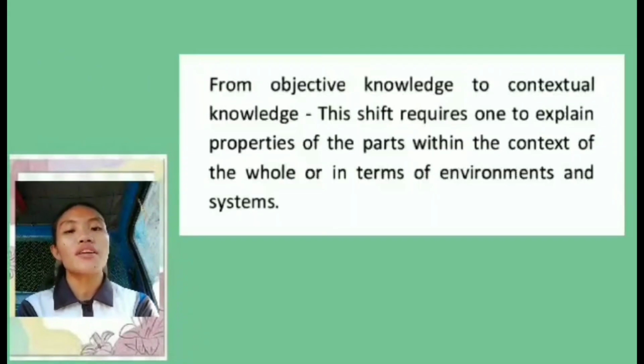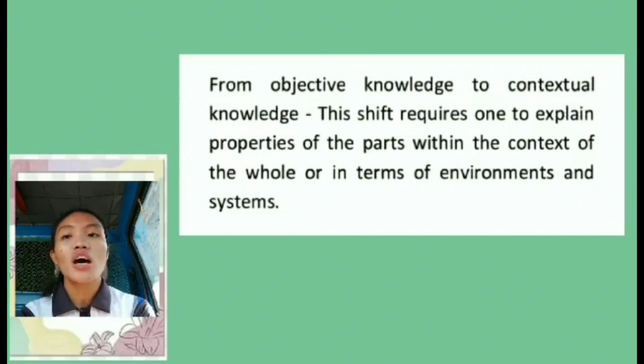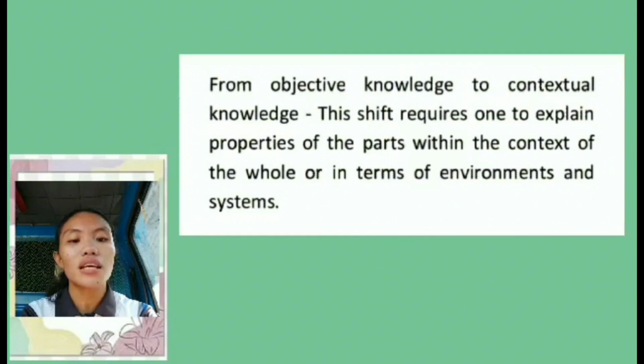So the fourth one is from objective knowledge to contextual knowledge. It is stated there that this shift requires one to explain properties of the parts within the context of the whole, or in terms of environments and systems. Shifting focus from the parts to the whole implies shifting from analytical thinking to contextual thinking. These shifts may result in schools focusing on project-based learning instead of prescriptive curricula. It also encourages teachers to be facilitators and fellow learners alongside students rather than experts dispensing knowledge.